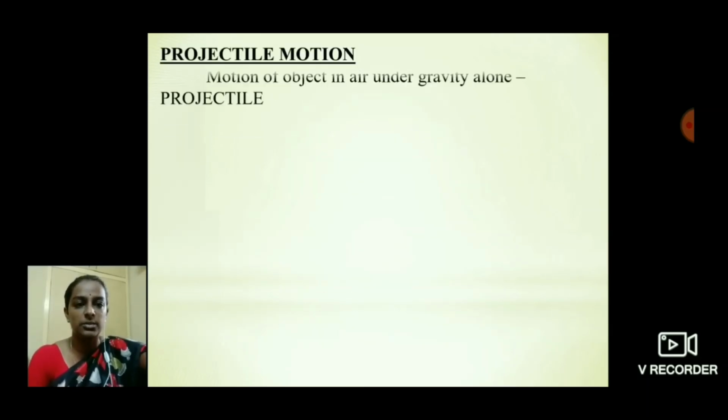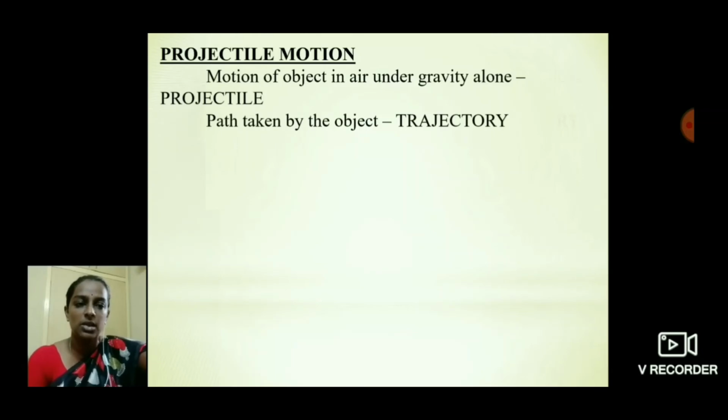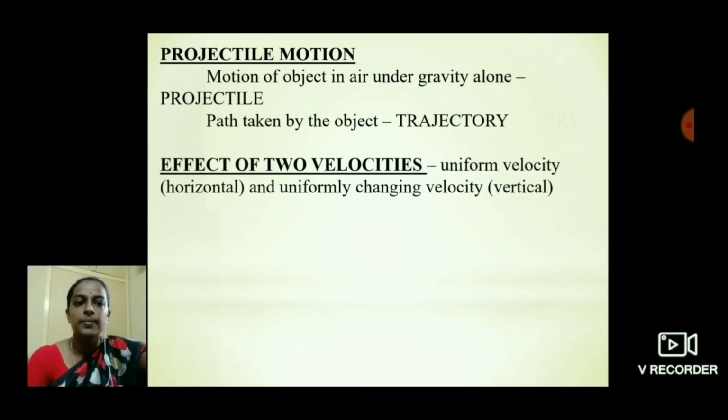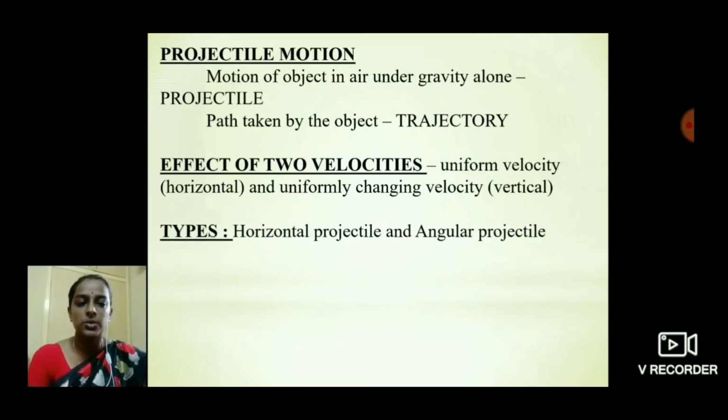Next is projectile motion. Motion of an object under the gravity alone is known as a projectile, and the path taken by the object is known as a trajectory. Effect of two velocities: one is uniform velocity in horizontal direction and uniformly changing velocity in vertical direction. There are two types, one is horizontal projectile and one is angular projectile.